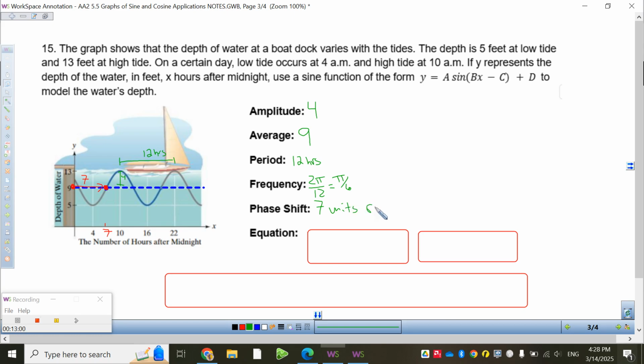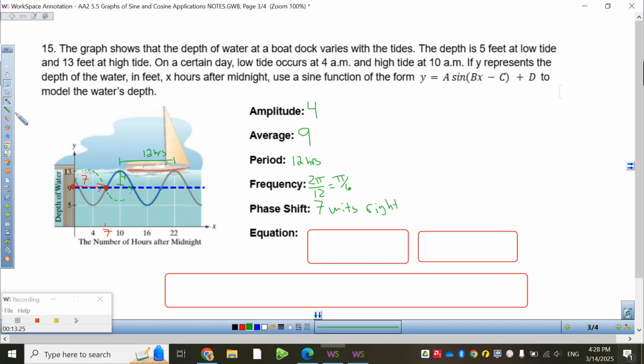Now I'm going to sketch just what the original graph might have looked like. This is going to be a rough sketch. It should end at around 12 hours here, and then 6 here. So the original graph might have looked something like this, and it got shifted 7 units to the right. So just keep that in mind for this problem.